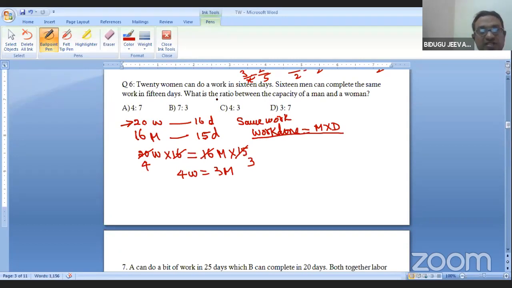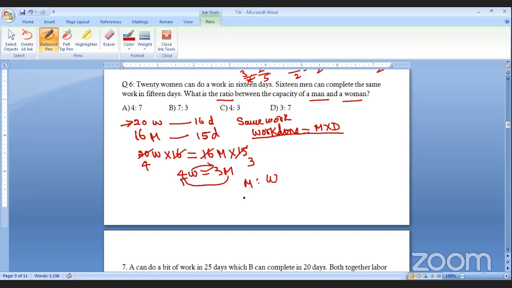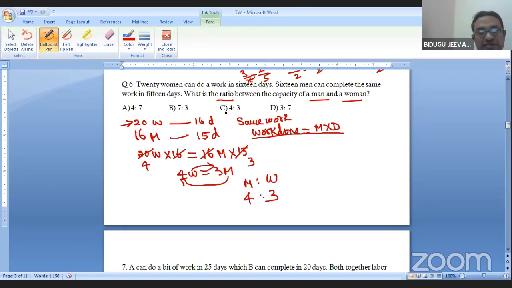Now, what is the ratio between man and woman? Man is nothing but 4, so the ratio is 4:3. So the answer is 4:3. This shows the capacity. Clear? Is it right? So this is nothing but work done.